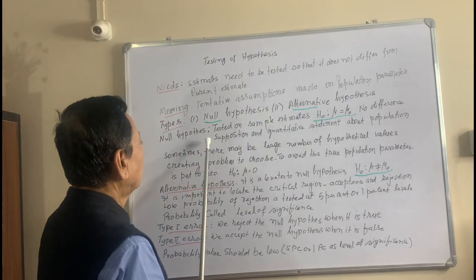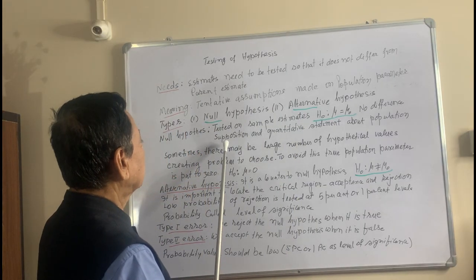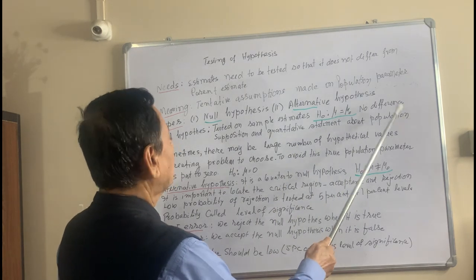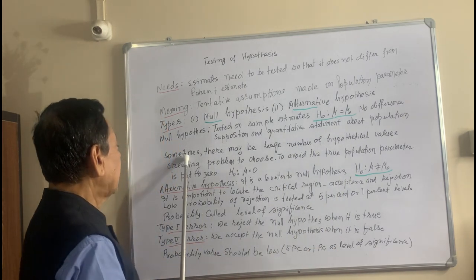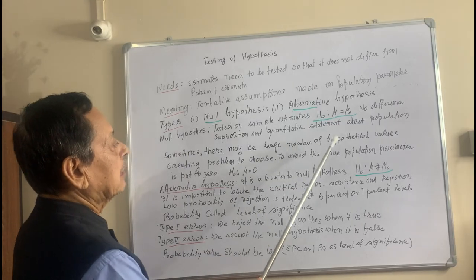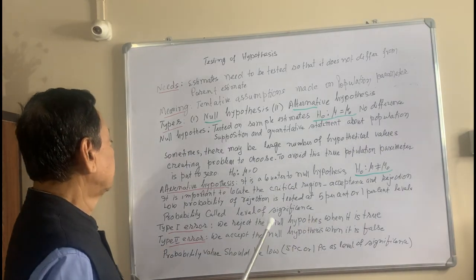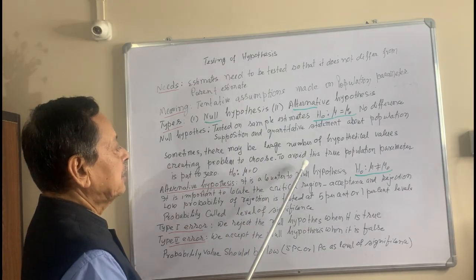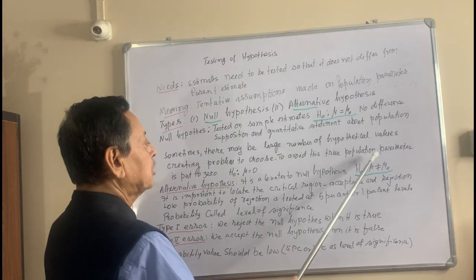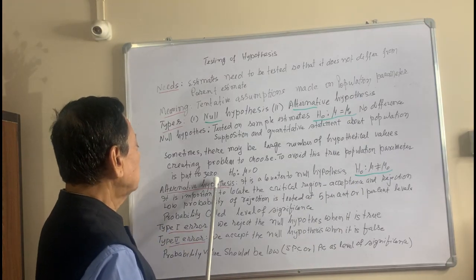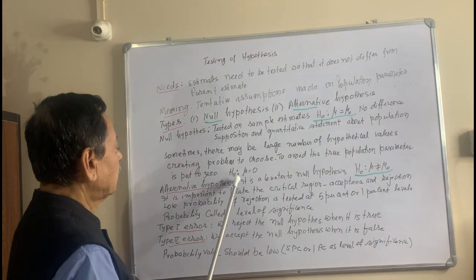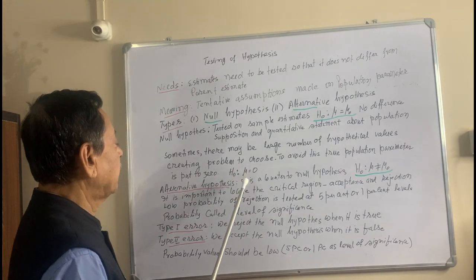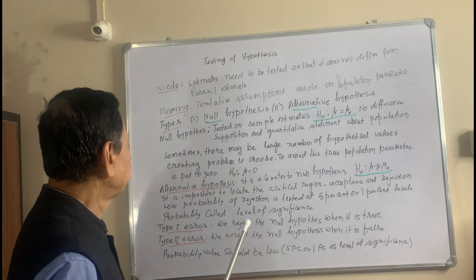Now, it is nothing but the supposition and quantitative statement about population. Sometimes there will be a large number of hypothetical values, creating a problem to choose. To avoid this problem, the true population parameter is put to 0. So H naught: mu is equal to 0. It is the true population parameter, and it is put to 0.